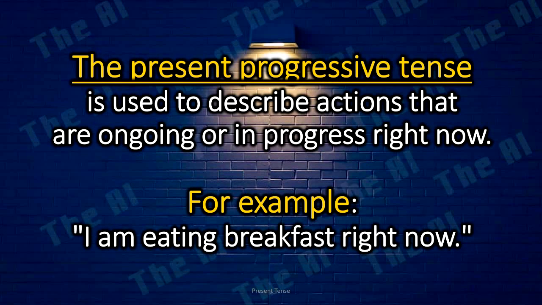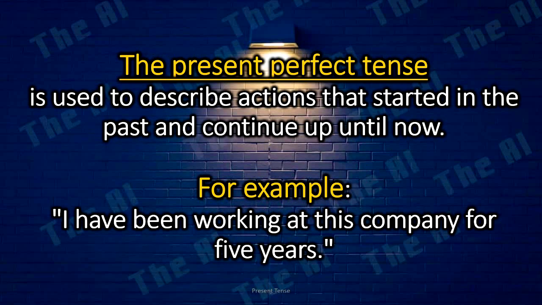The present progressive tense is used to describe actions that are ongoing or in progress right now. For example, I am eating breakfast right now. The present perfect tense is used to describe actions that started in the past and continue up until now. For example, I have been working at this company for 5 years.